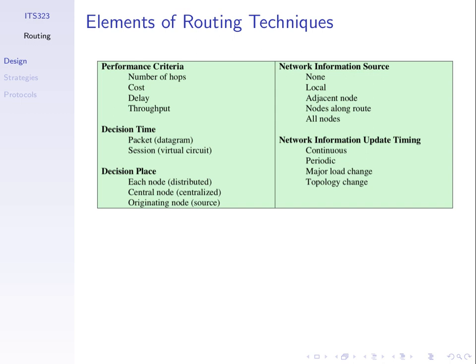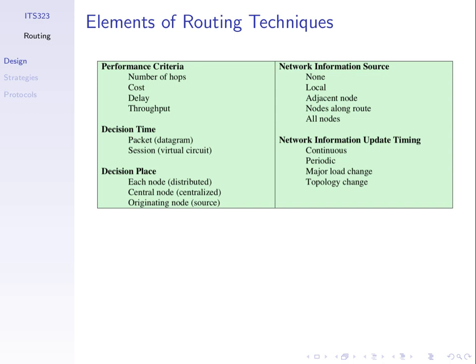Well, sort of the worst case is don't collect any information. Local means, so we don't have any source of information, none. The best case would be all nodes. Any updates at each node is made available to every other node and all links. But there are some intermediate cases.